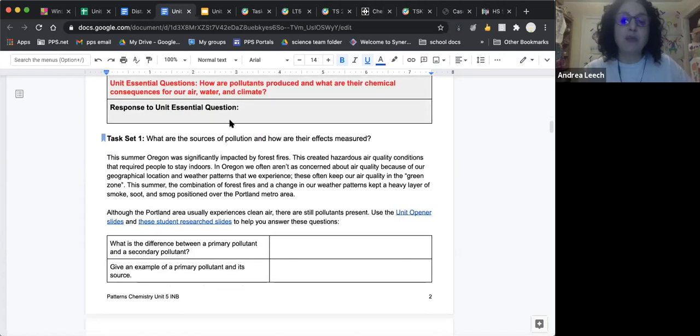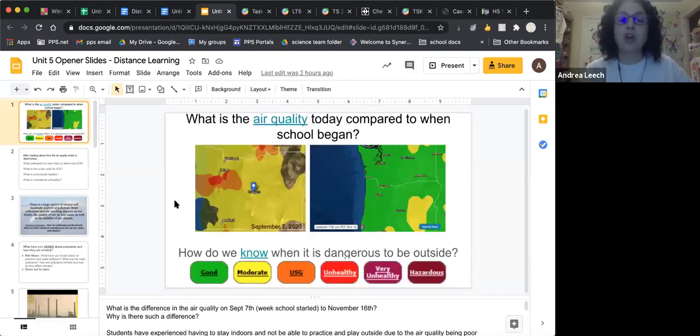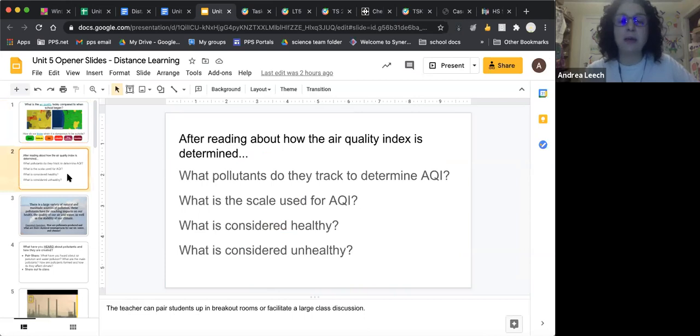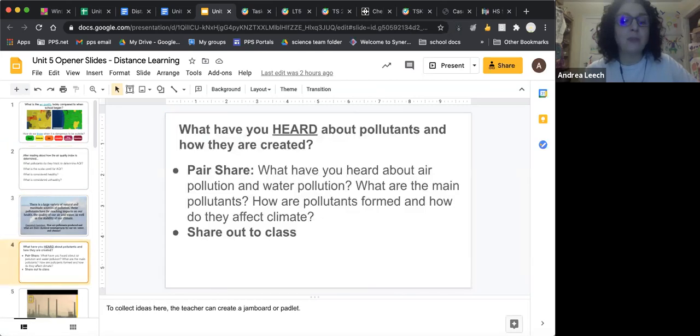So it starts off with what are the sources of pollution? And that goes through those unit opener slides. So let me show you what those slides look like. It starts off with talking about the air quality at the beginning of the year versus today. And I think this is September 2020, when we were all shut inside our houses, feeling miserable about everything. And then it goes into talking about air quality, where pollution comes from.